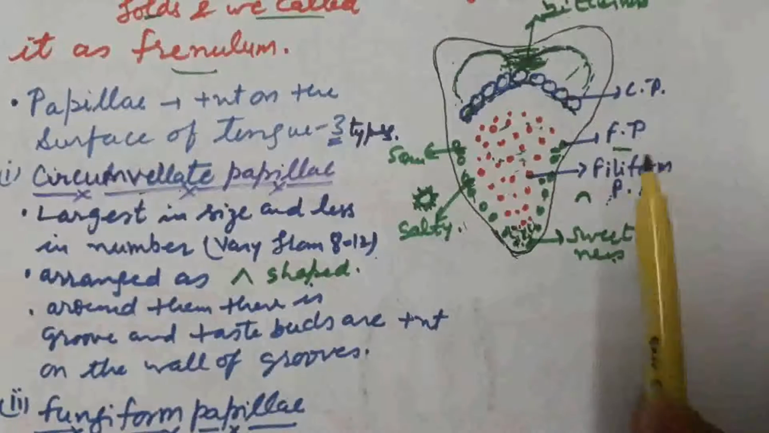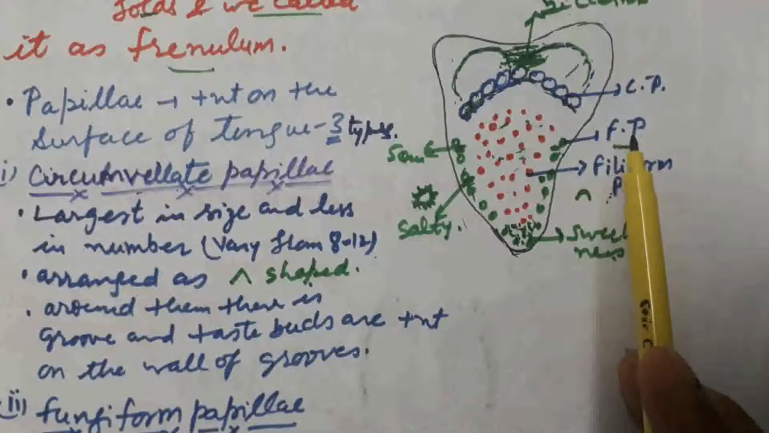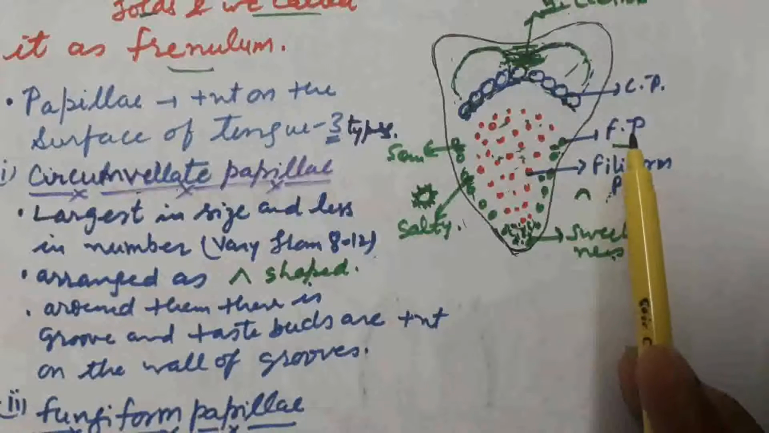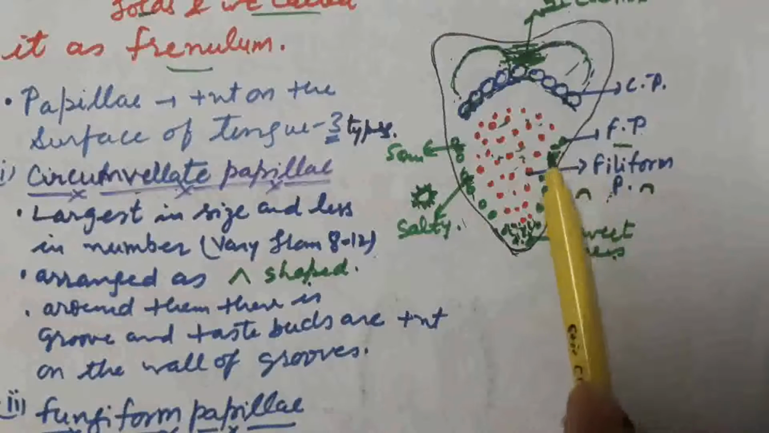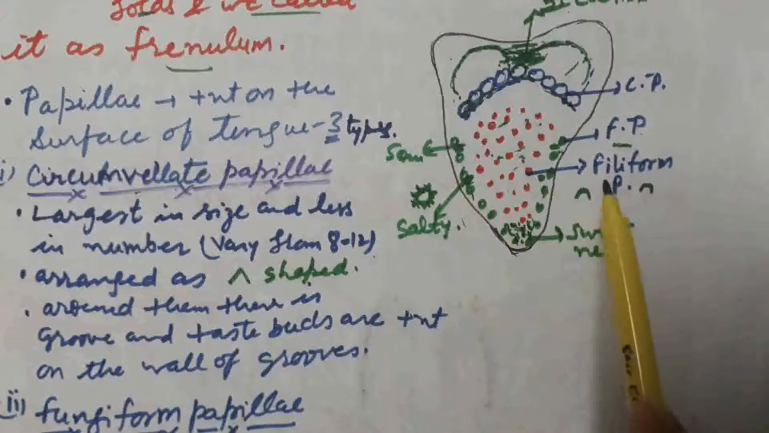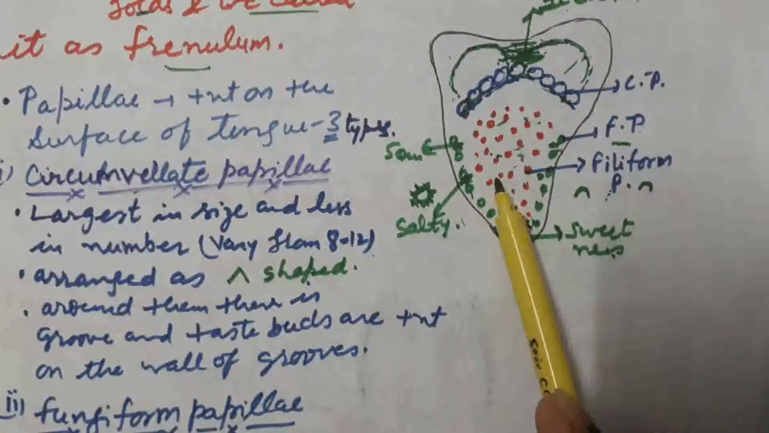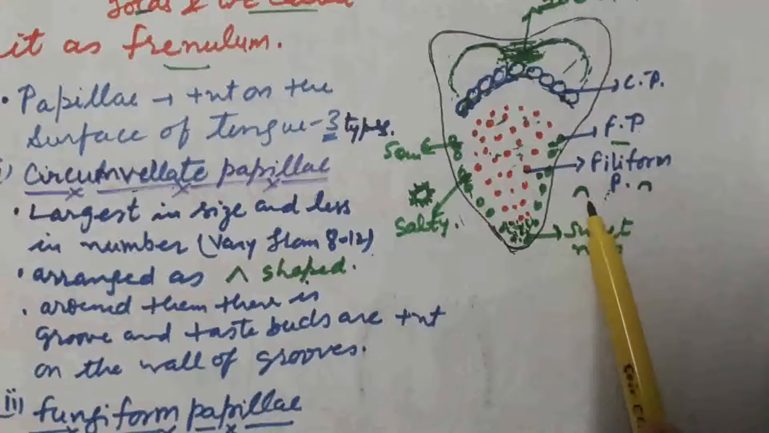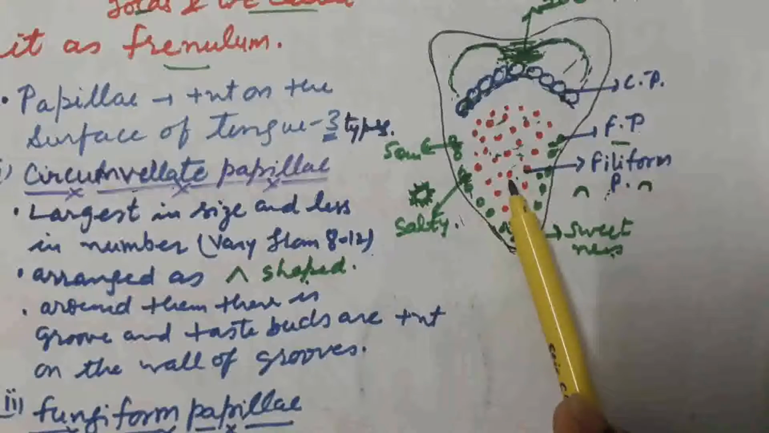The second type of papillae are the fungiform papillae. They are smaller in size than the circumvallate papillae. Their number is more than the circumvallate papillae, and taste buds are also present in them. Fungiform papillae are present on the side of the tongue. Third type of papillae, filiform papillae. They are smallest and numerous in number, present at the center of the tongue. They are conical in shape, and no taste buds are present in the filiform papillae.